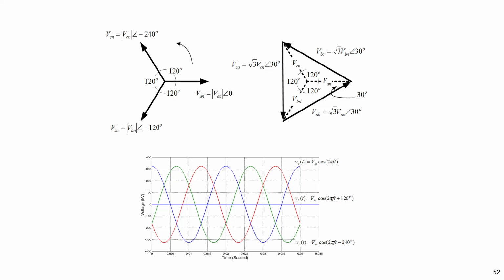And VAB, or V line to line, is V line to neutral times square root 3. V line to neutral is V line to line divided by root 3.